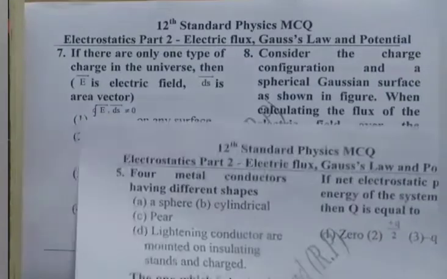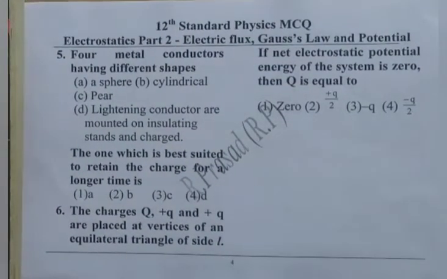We think of the fifth question now. Four metal conductors have different shapes: a sphere, cylindrical, pear, lightning conductor. They are mounted on insulating stands, uncharged. The one which is best suited to retain the charge for a longer time?